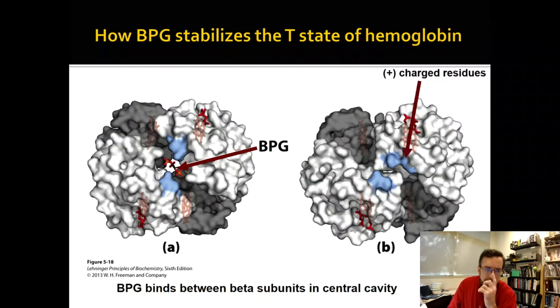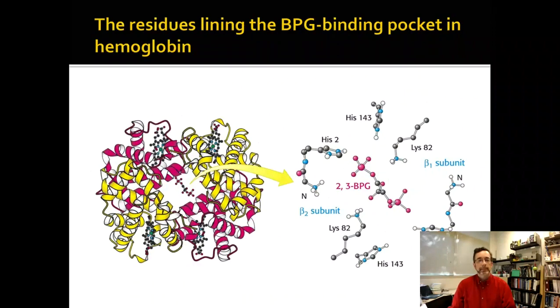And the interesting thing is right here they've colored these residues blue because there's a bunch of positively charged residues right where the BPG binds. And that's what makes the binding site. If you look at BPG, the BP stands for bisphosphate, which means it has two negatively charged phosphates on it. The two negatively charged phosphates fit right into that hole where you have the positively charged residues around it.